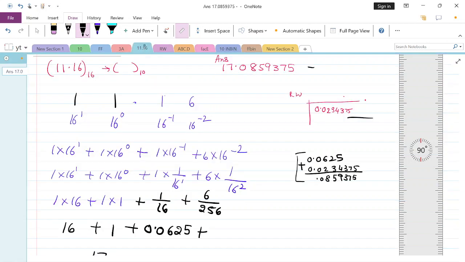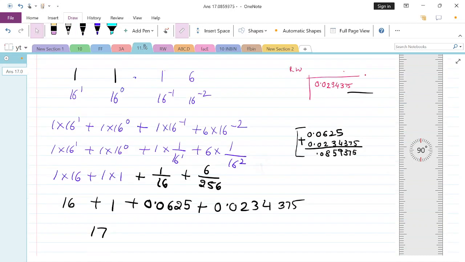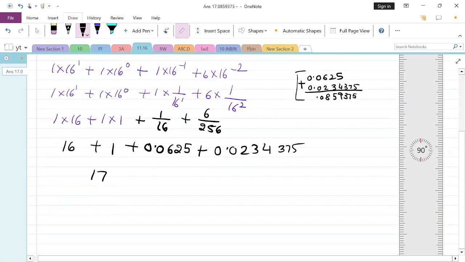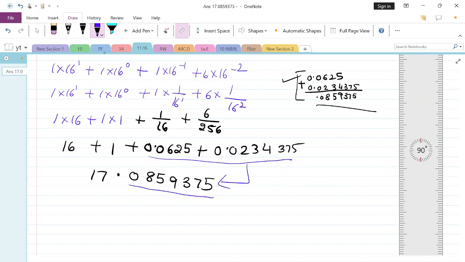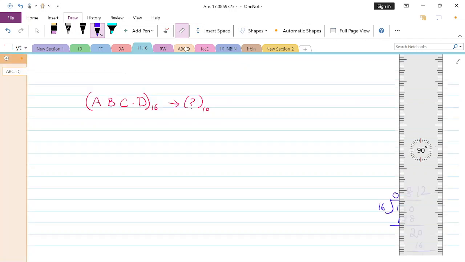So this will be 0.0234375. Now 16 plus 1 was 17, and these fractional portions have already been added up over here, and this is the answer you will get for the fractional part. So that is 17.0859375. These two were added to give me that fractional portion, and this whole thing is a decimal number.